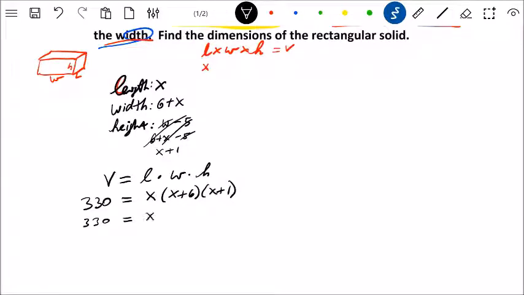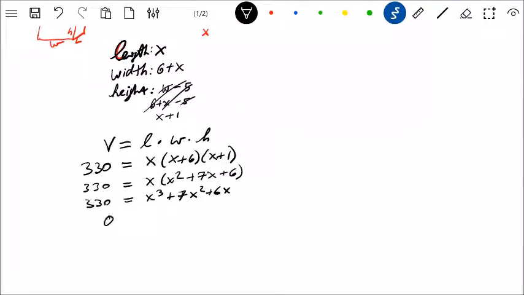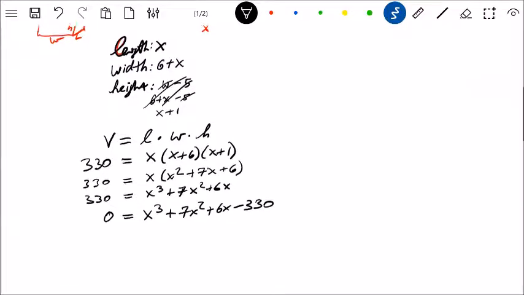Okay, so I'm going to get x, multiply these gives me x squared, plus 6x plus 1x makes it plus 7x plus 6. And then 330 equals x cubed plus 7x squared plus 6x. And we're going to bring the 330 to the other side, and we have our 0. x cubed plus 7x squared plus 6x minus 330.